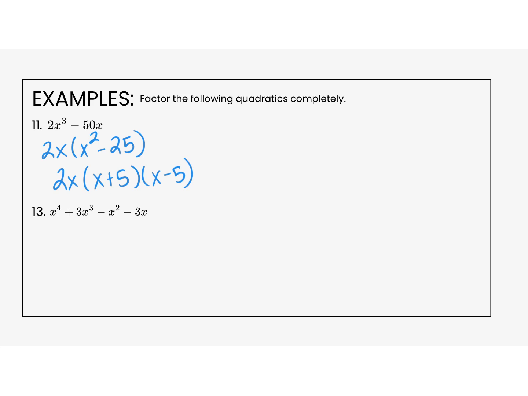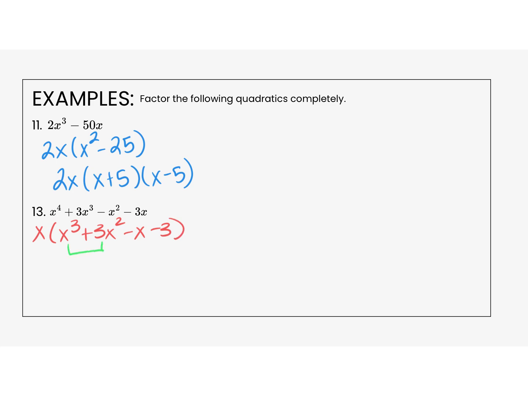Okay, 13, we're going to look at, again, the first thing that we should notice is that all of these terms have an x value, so I can factor that out, that GCF, which leaves me with x to the third plus 3x squared minus x minus 3. And now this is something that I can factor by grouping.